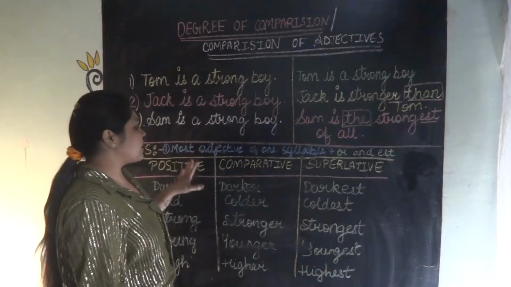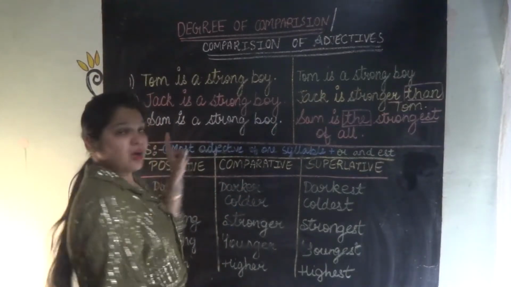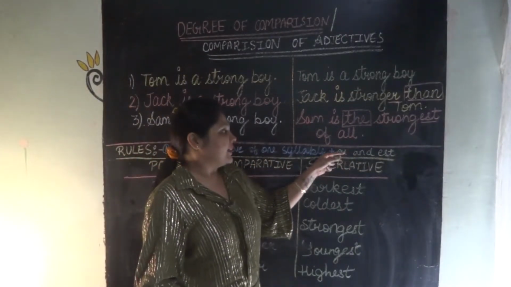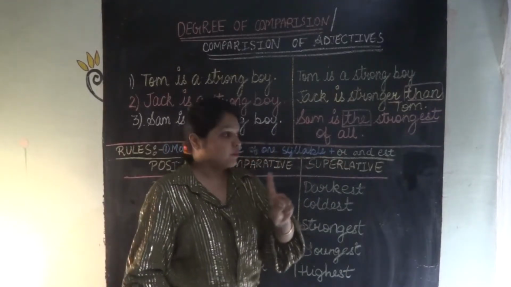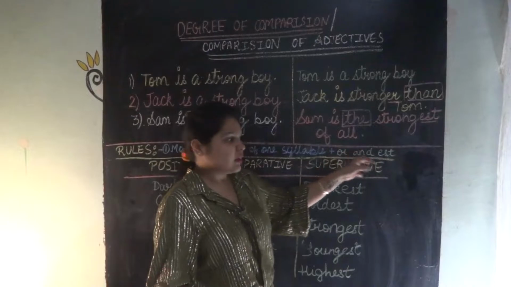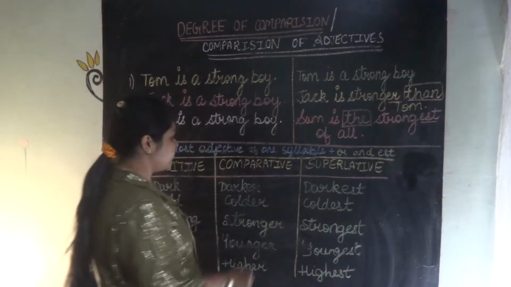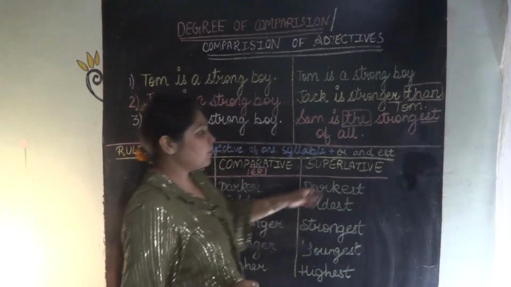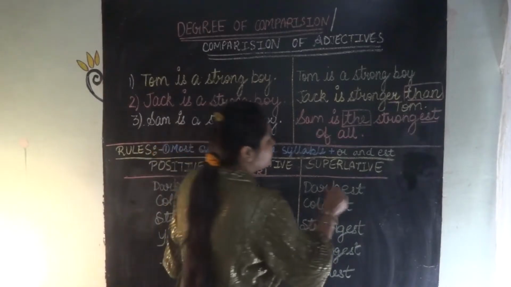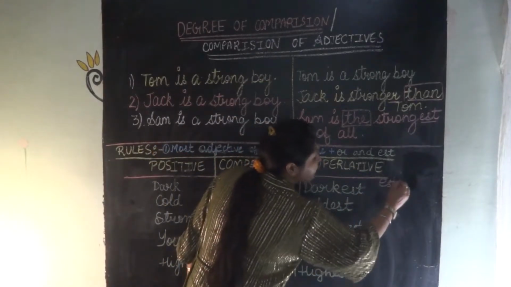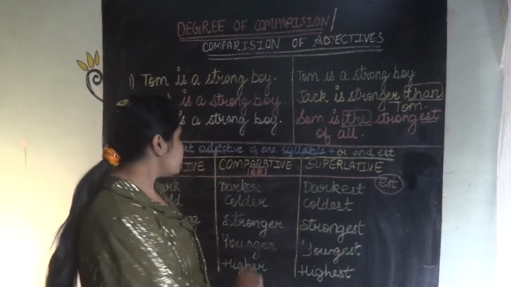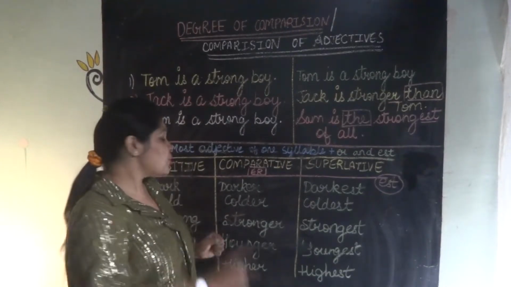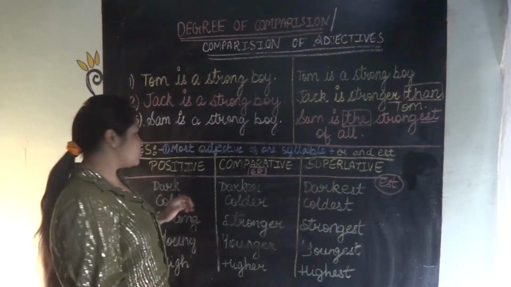Okay, so let's start. See, rule number 1. Most adjectives of one syllable: in adjectives of one syllable, we will be adding ER and EST. In the comparative we will be adding ER, and in the superlative we will be adding EST. But now you will ask me a question: ma'am, what is the meaning of one syllable? I haven't understood. Good question. See, what does one syllable mean?